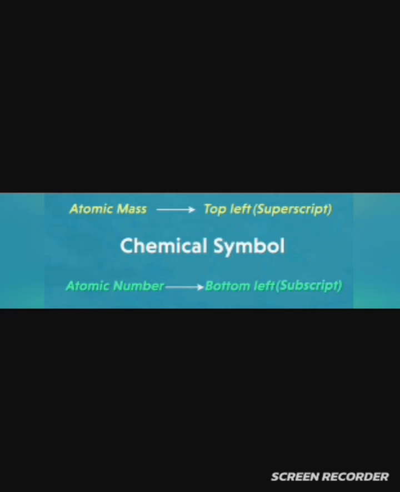shown, where the chemical symbol of the element is supposed to be here in the middle, and then we are supposed to have a superscript as our atomic mass, otherwise called the mass number, and our subscript is supposed to be the atomic number. I've said the superscript is the atomic mass or the mass number, and the subscript is the atomic number. Let us look at the picture below.